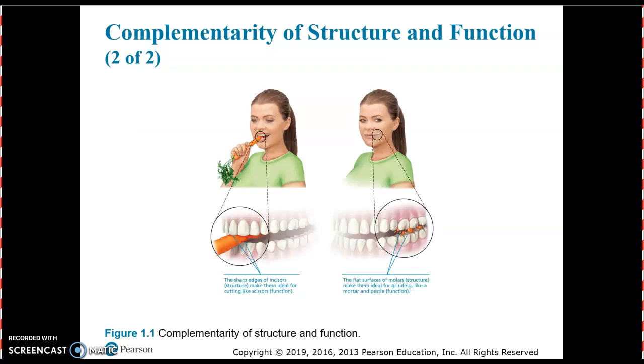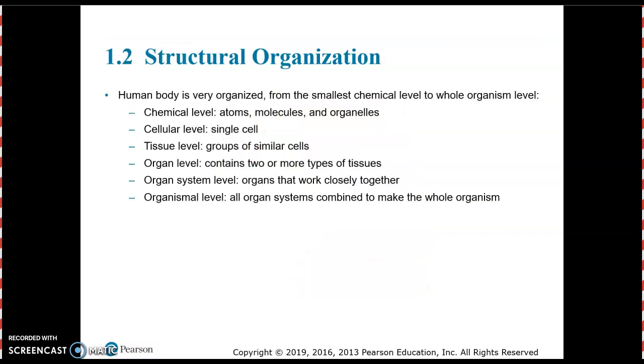Here's an example explaining complementarity, and it's just showing you the incisors at the front of the mouth are sharp, and their structure is designed for the function of cutting, whereas the molars in the back are designed for the function of grinding. So their structure determines their function.